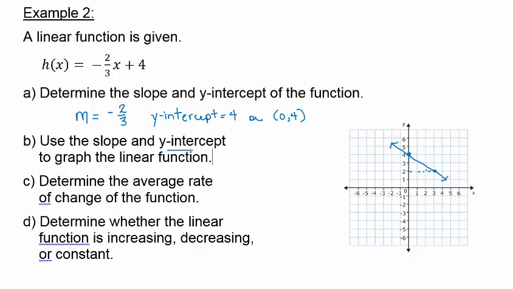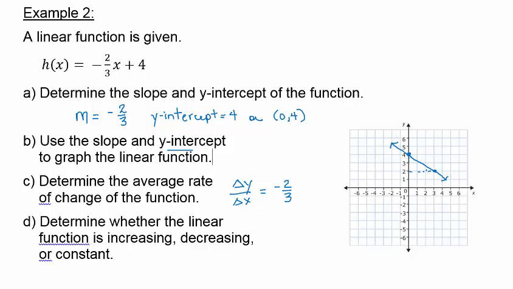The average rate of change for our function, so the change in y over the change in x, is going to be equal to negative 2/3. Okay, it's the slope of our line.